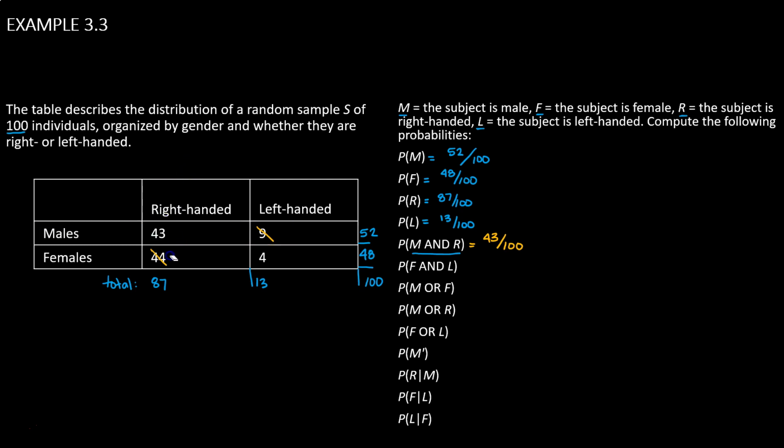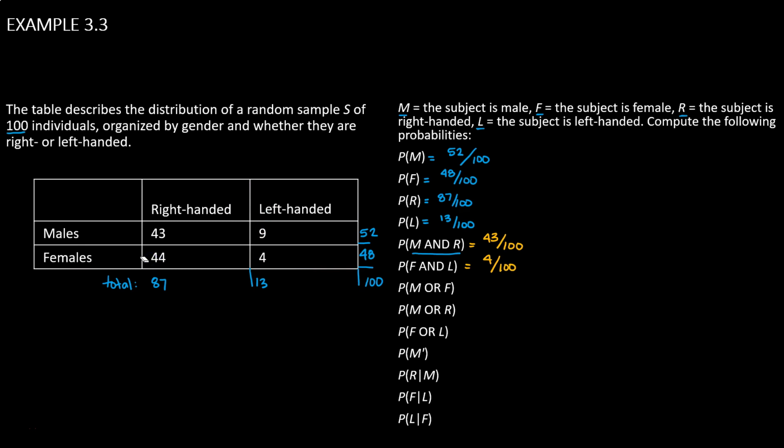Let's take a look at female and left-handed. That would be anybody who's in both the female row and the left-hand column. Now again, we're not talking about the 9 individuals who are left-handed but are male. We're not talking about the 44 females who are right-handed. We're only talking about the 4 females who are also left-handed. The probability of randomly selecting someone in the study who is both female and left-handed is 4 out of 100.